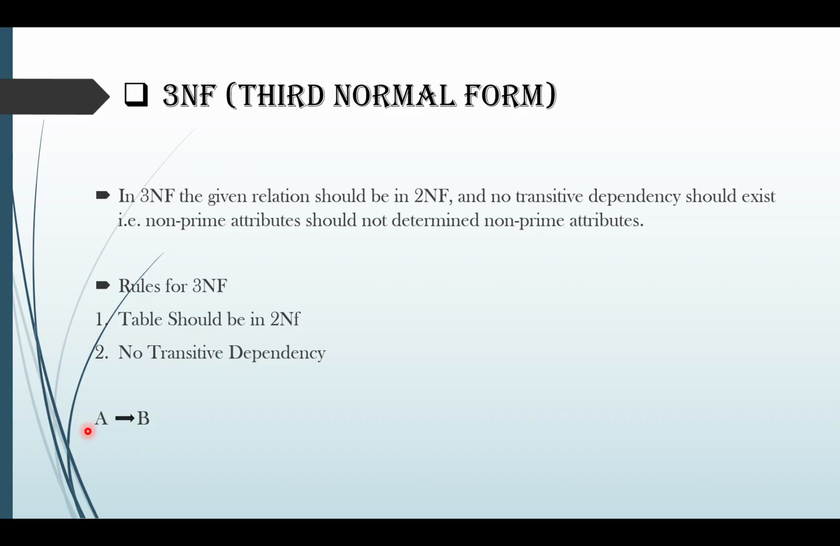A functionally determines B. This is non-prime. So here B is non-prime and is dependent on another non-prime, that is A, and it is also non-prime. So it can take null values. For example, A has a null value. So basically B will depend on a null value which is not allowed, and that's why transitive dependency should be removed, because all the columns should depend on primary keys and not on non-primary keys.